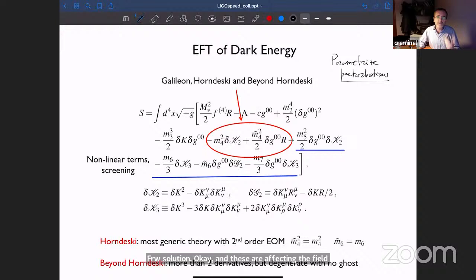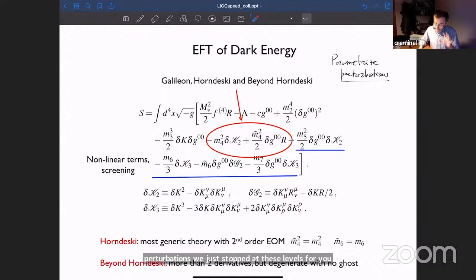For instance, you can check that these terms contribute to linear perturbations. They contribute to the kinetic term of linear perturbations, while these additional terms start cubic. So they only matter if you're interested in going beyond linear perturbation theory, for instance, because you want to see what happens with screening, you want to go to short scales, and so on and so forth. But if you're interested just in linear perturbations, you just stop at this level over here.